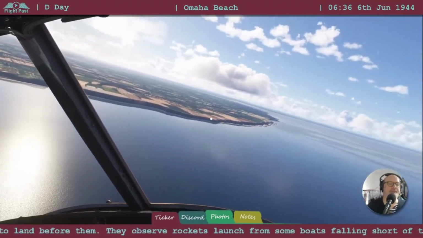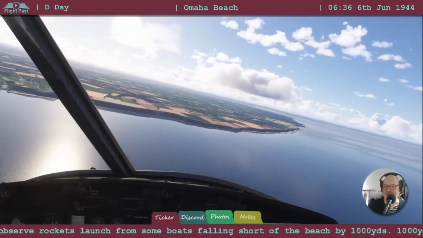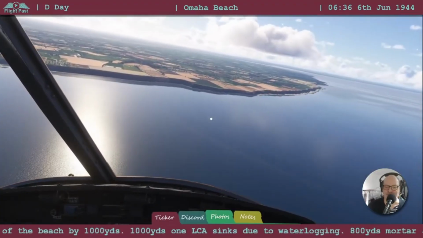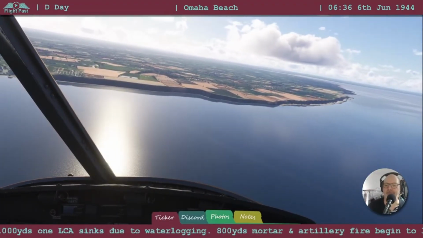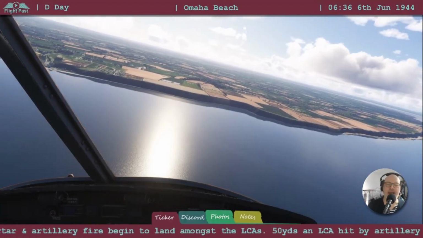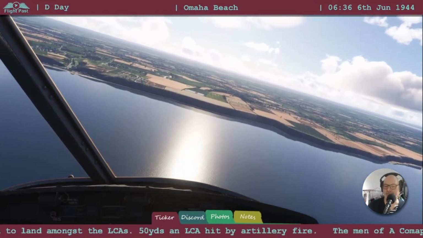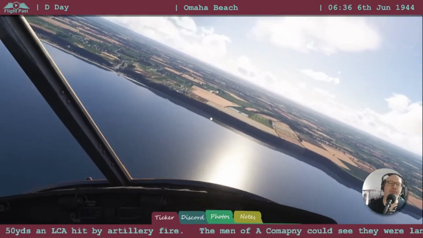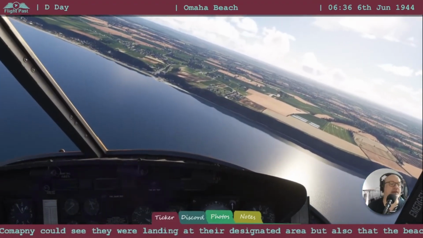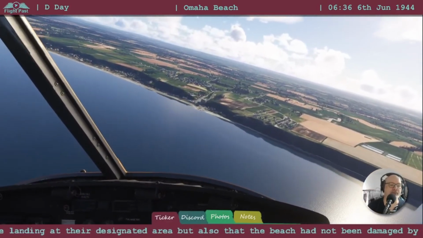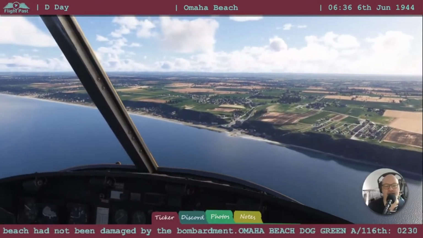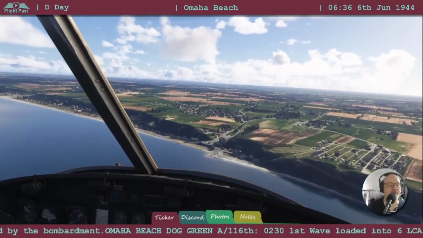H hour was designated as 6:30, and it was preceded by a 40-minute naval bombardment and a 30-minute aerial bombardment. So Bradley bragged, or maybe even knew what was going to happen but lied, that these guys wouldn't see a better show. They were going to have front line seats for this bombardment.